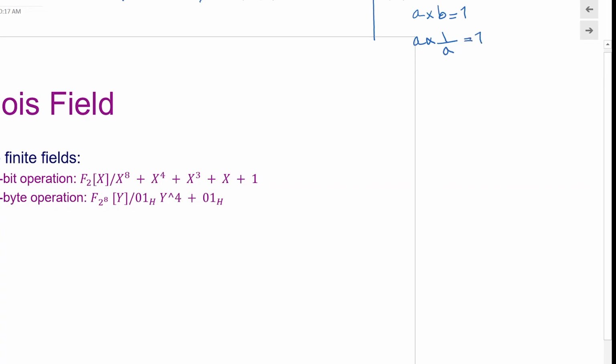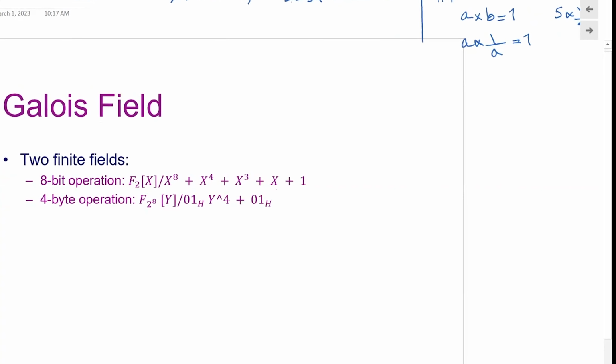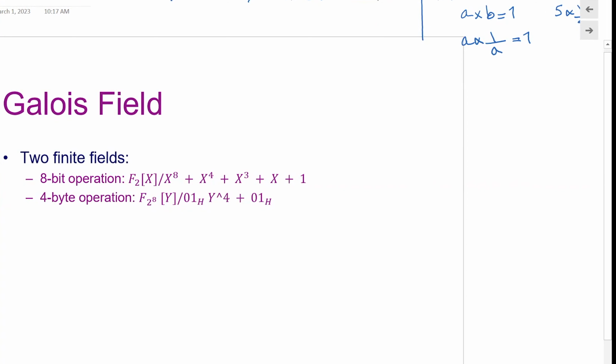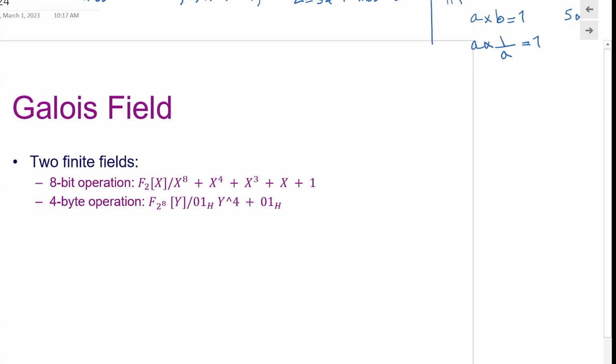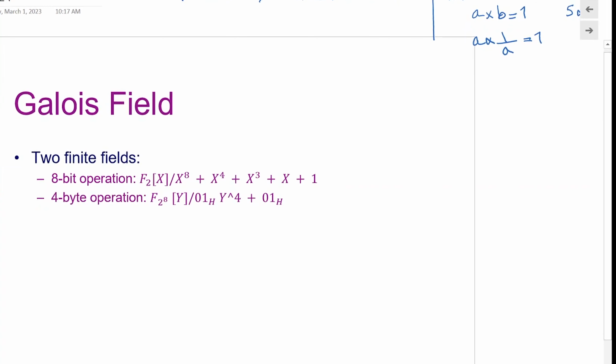For example, I give you 5, you multiply by 1 over 5, you get 1, right? 1 is an identity element. It's very important. There is a magic that happens when you are working in some group of modular n or modular p, whatever it is, and you get this result sometimes with different values, and we call them multiplicative inverses.